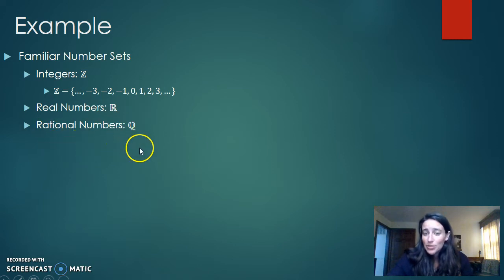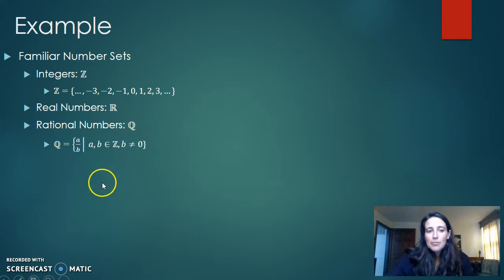You have the rational numbers, which are represented by this double bar Q. And we can use set builder notation to talk about the rational numbers. They are literally numbers in the form of a ratio. So they look like a divided by b, such that a and b are both elements of the integers, and b is non-zero because we never want to divide by 0. But any number written in this form is what we call a rational number.